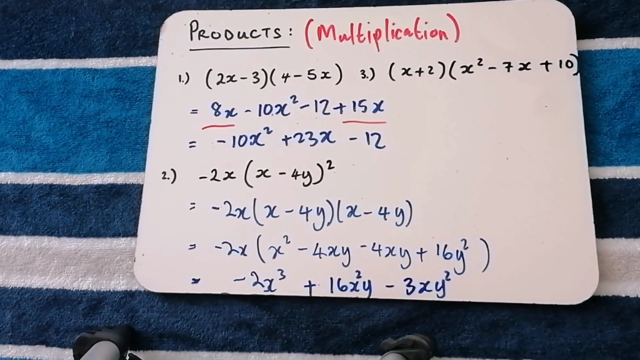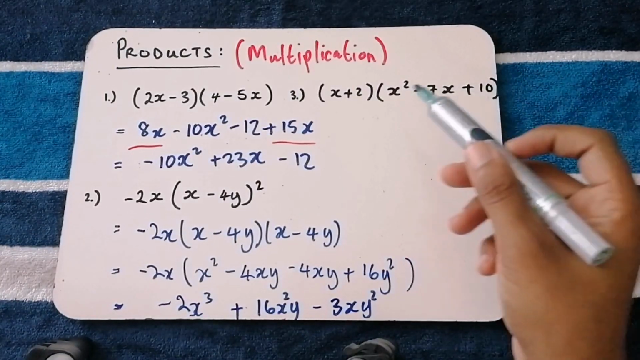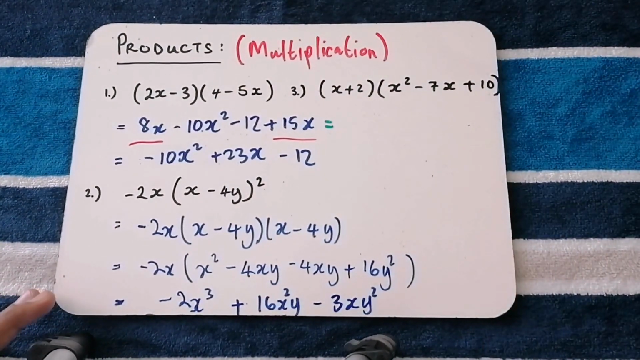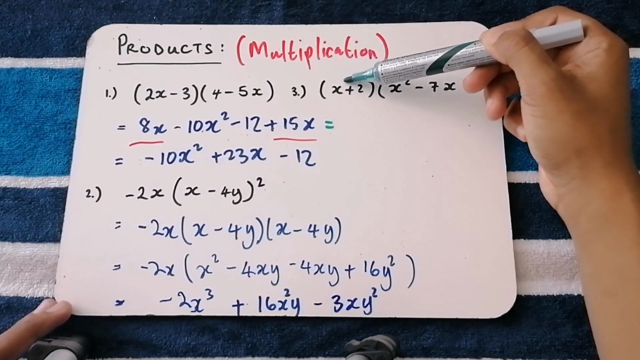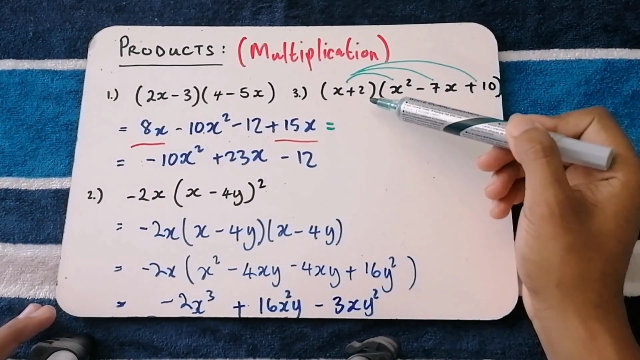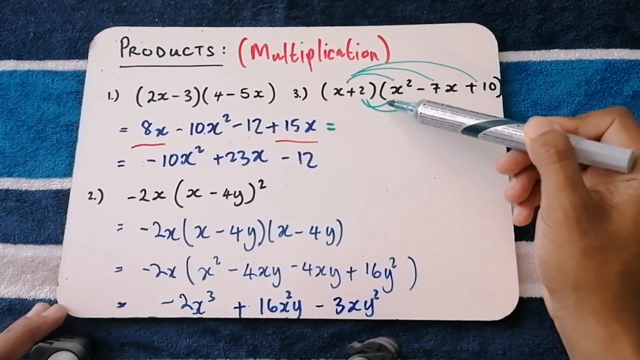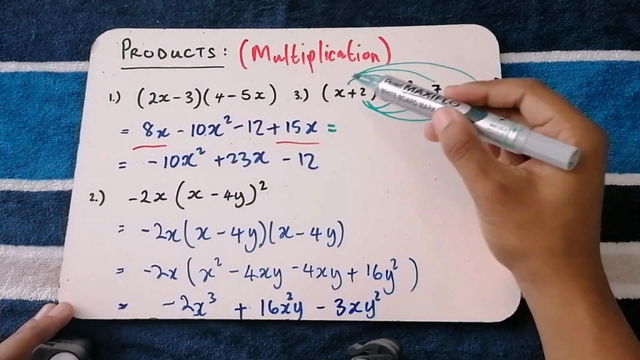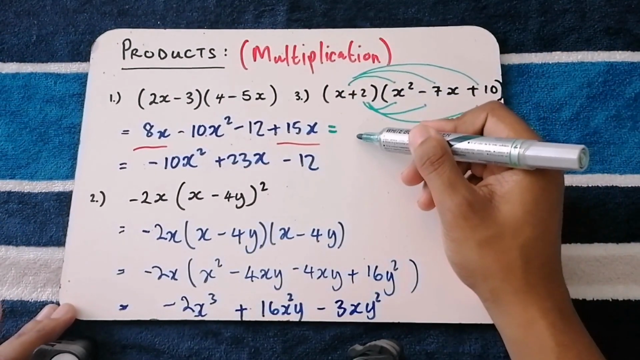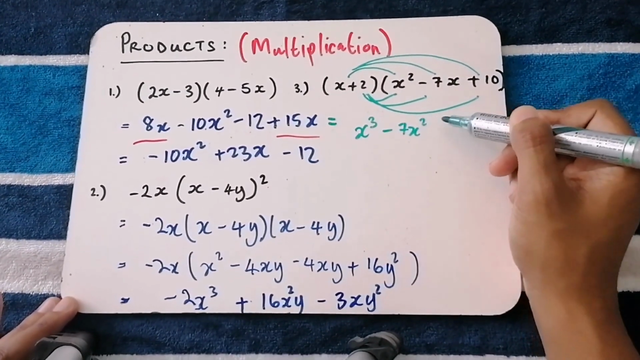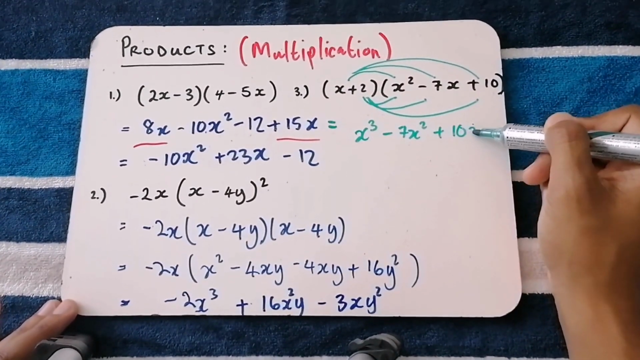On to question 3. So for question 3, you can see I'm running out of space a little. So I'm going to be doing this in a different color. I'm first going to be multiplying the x with all 3 terms inside the brackets. And then I'm going to be multiplying the 2 with all 3 terms inside the bracket. So we'll start with the x. Give each term an x. So this becomes x cubed, negative x squared, plus 10x.